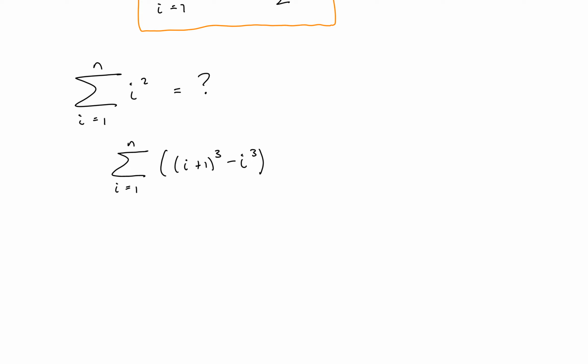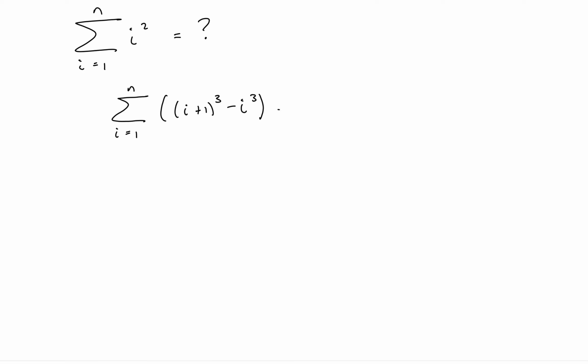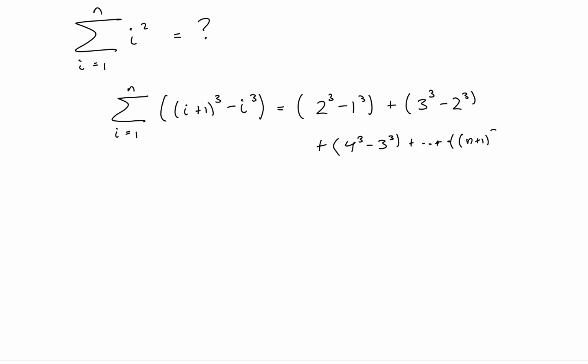Now we're adding cubes, so it doesn't seem like this would actually be helpful. But what we can notice from this is that this has a lot of cancellation in it. So if I look at the first term, I'm going to get 2 cubed minus 1 cubed. So that's what happens when i is equal to 1. When I put i equals 2 in, I'm going to get 3 cubed minus 2 cubed. And then the next term will be 4 cubed minus 3 cubed, and so on, until we get to the last one, which is going to be n plus 1 cubed minus n cubed.